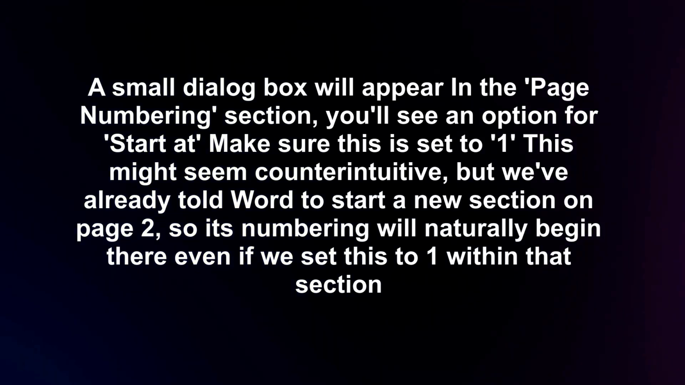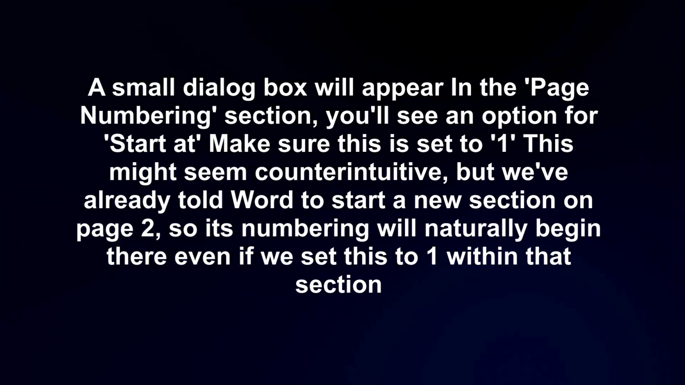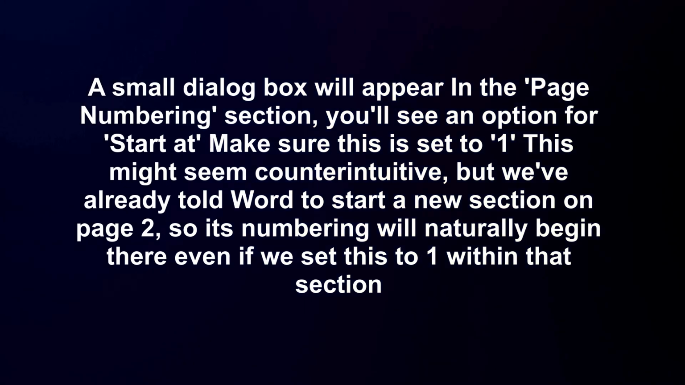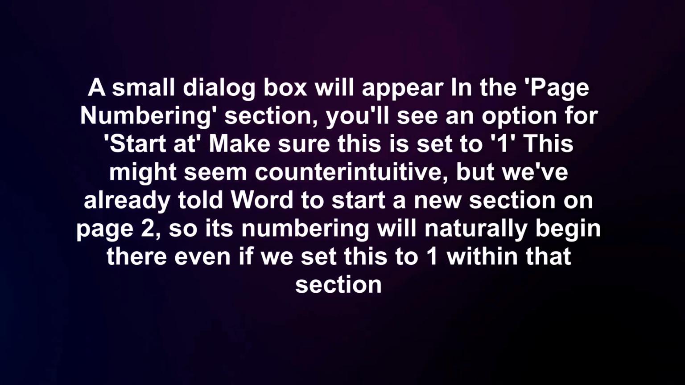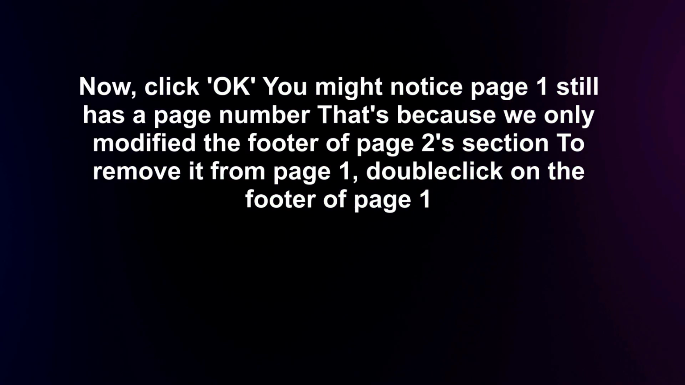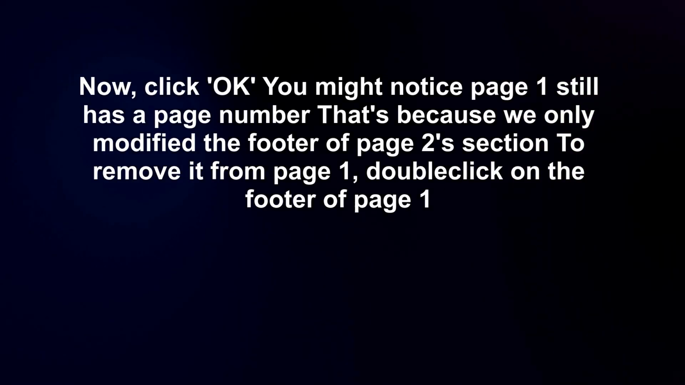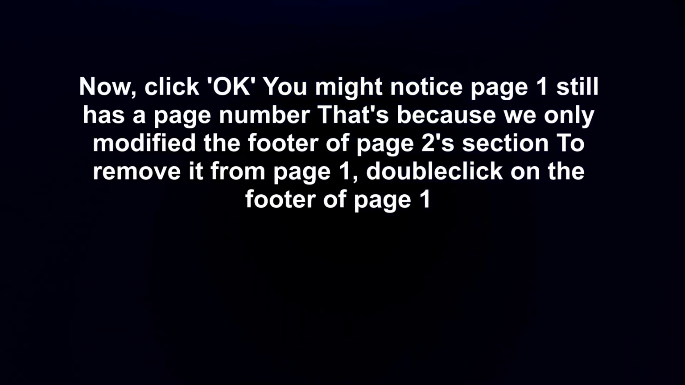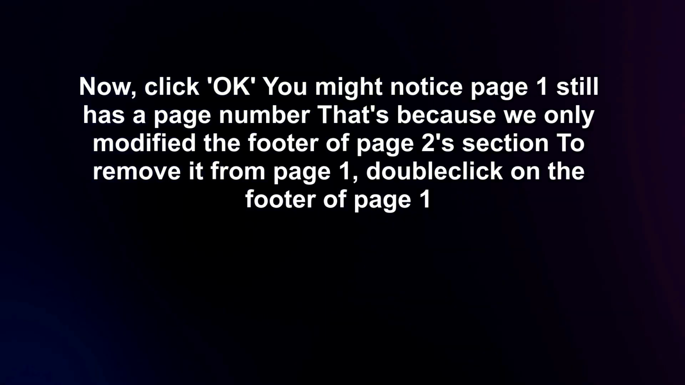This might seem counterintuitive, but we've already told Word to start a new section on page 2, so its numbering will naturally begin there, even if we set this to 1 within that section. Now, click OK. You might notice page 1 still has a page number. That's because we only modified the footer of page 2's section.